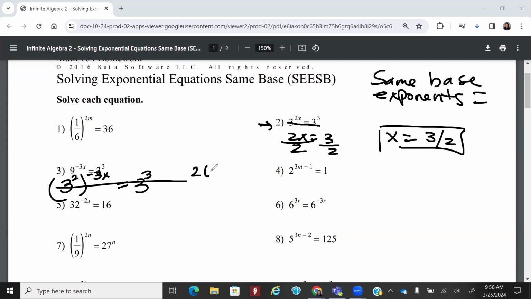So this is going to be 2 times negative 3x is equal to 3. Why did I keep that 2? Well, because it's an exponent, right? And now I can solve these equations. So I'm going to multiply 2 times negative 3x, and then I'm going to divide by negative 6. So that gives me negative 1/2.